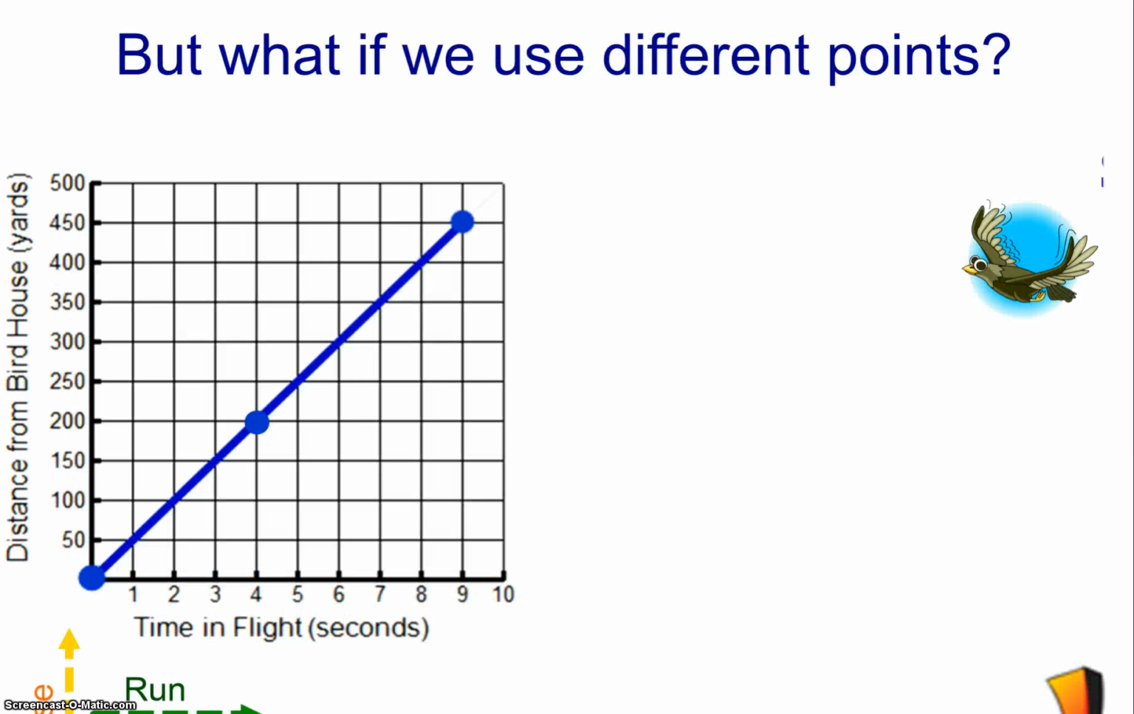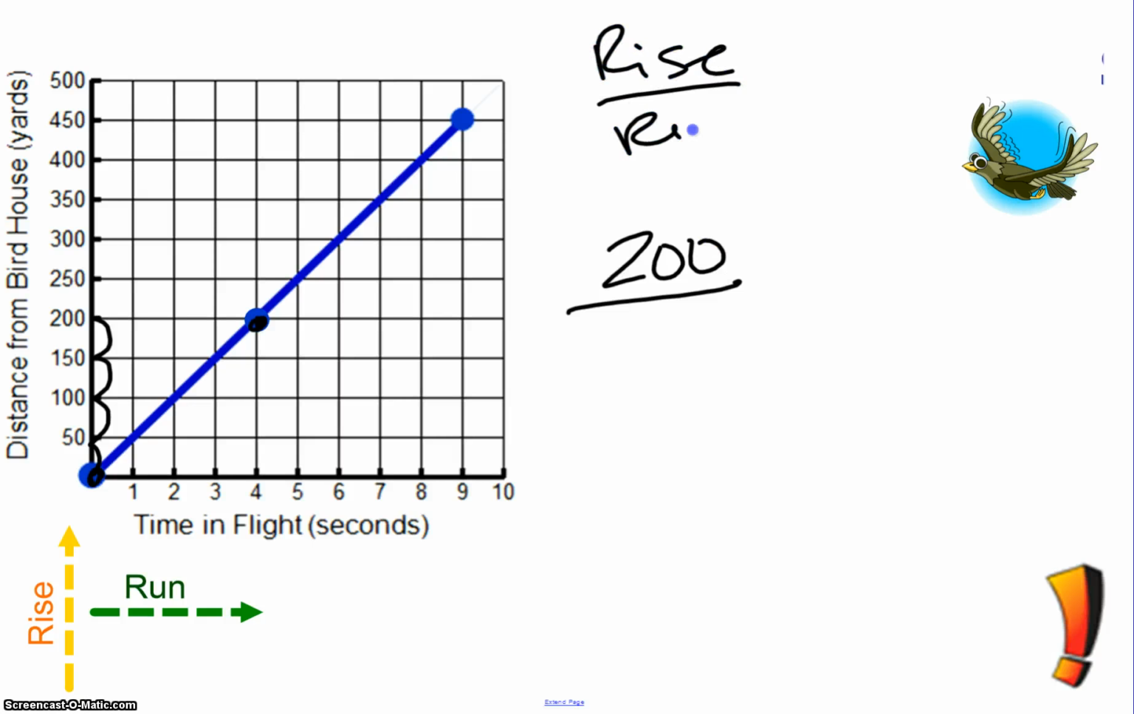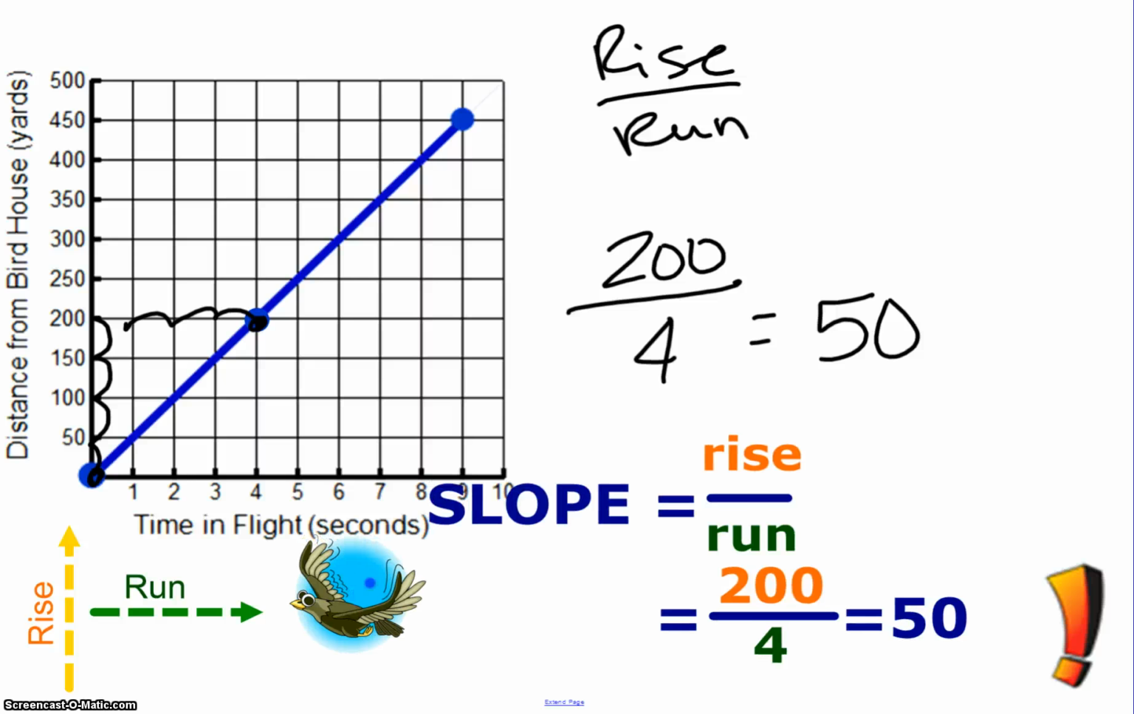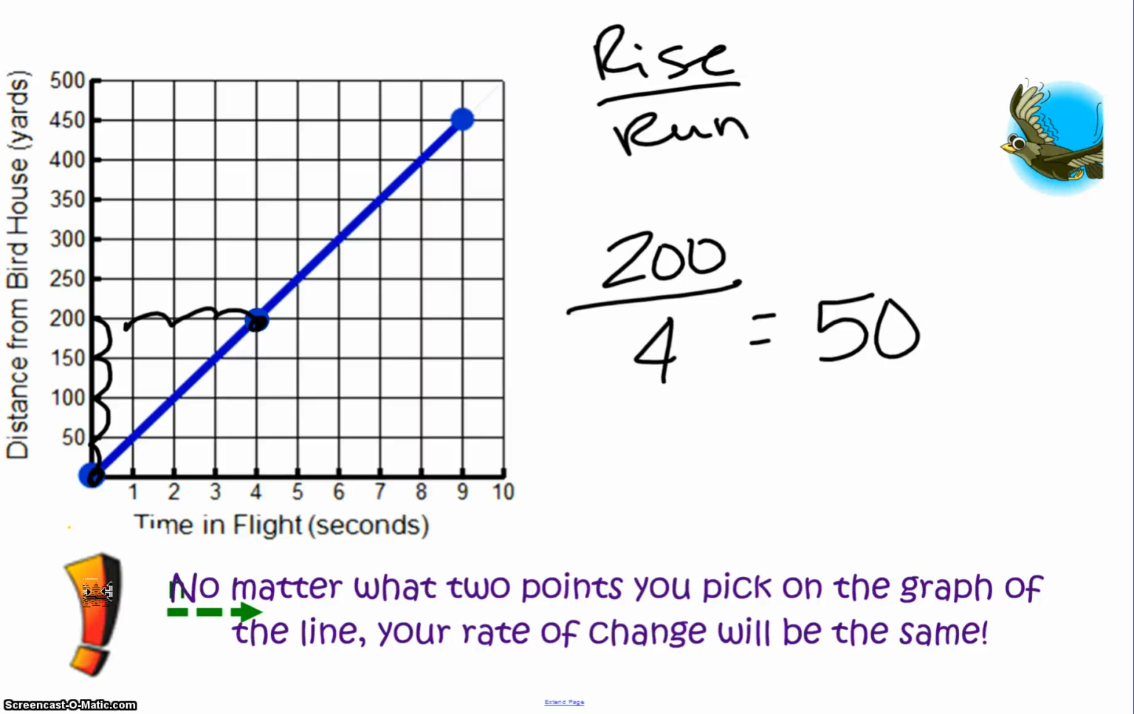But what if we use different points? Let's see. We're going to use this point and this point. So what is your rise? 50, 100, 150, 200 over the run. 1, 2, 3, 4. Well, 200 divided by 4 is 50. Was this slope the same as it was before? Yes. So no matter what 2 points you pick on a graph of the line, your rate of change will be the same. You need to know that.